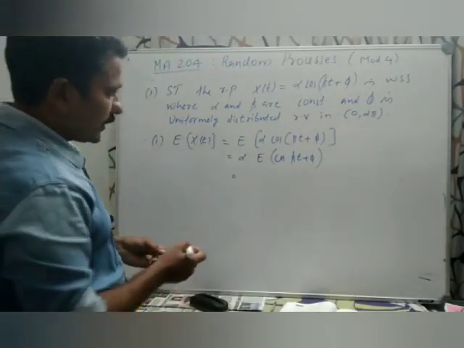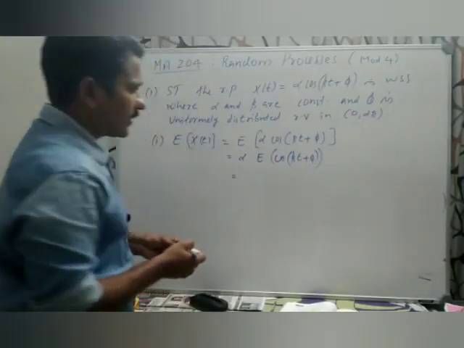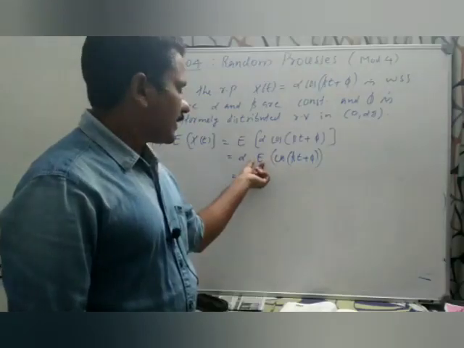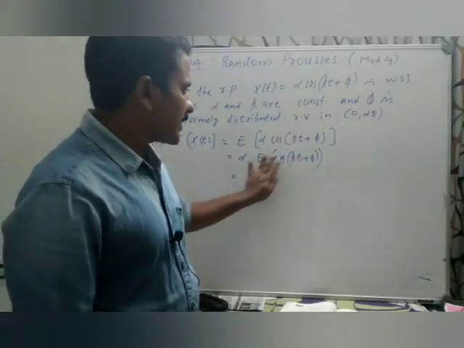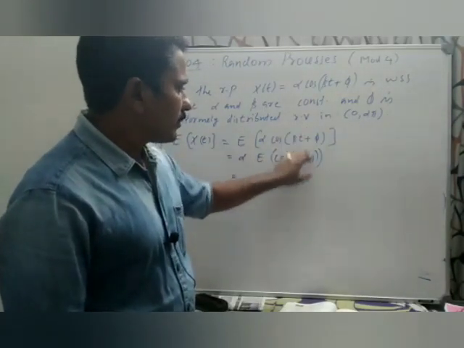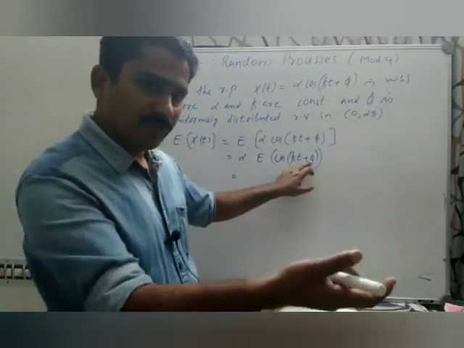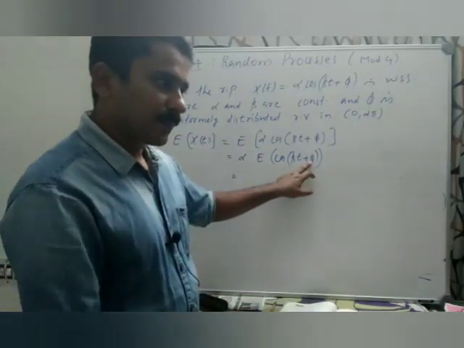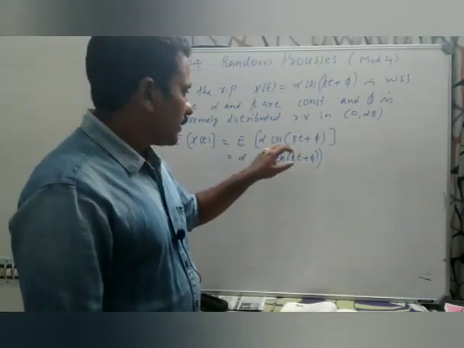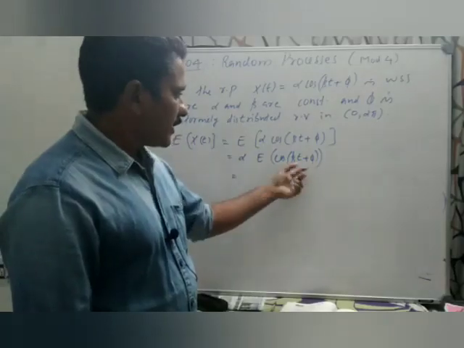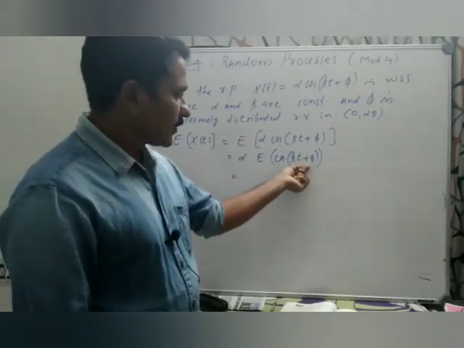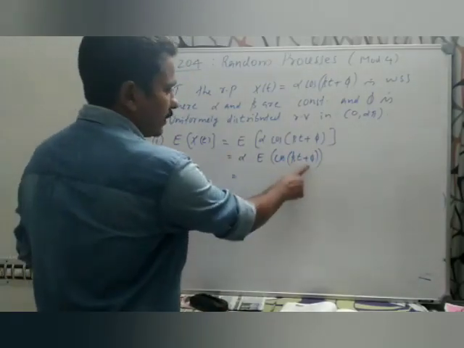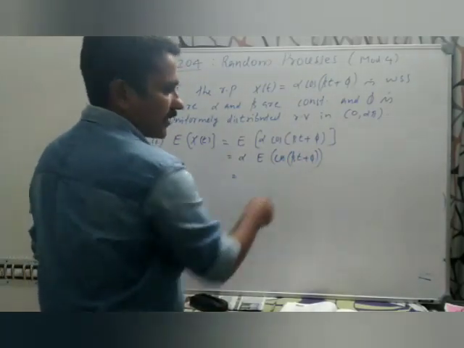Now in this function, if it is just the expectation of phi, and phi is a uniform distribution, we know the formula for the expectation of a uniform random variable. We have seen it in the second module. But here it's not just phi, it is a function of phi. So what we are supposed to do is first find the density function of phi.